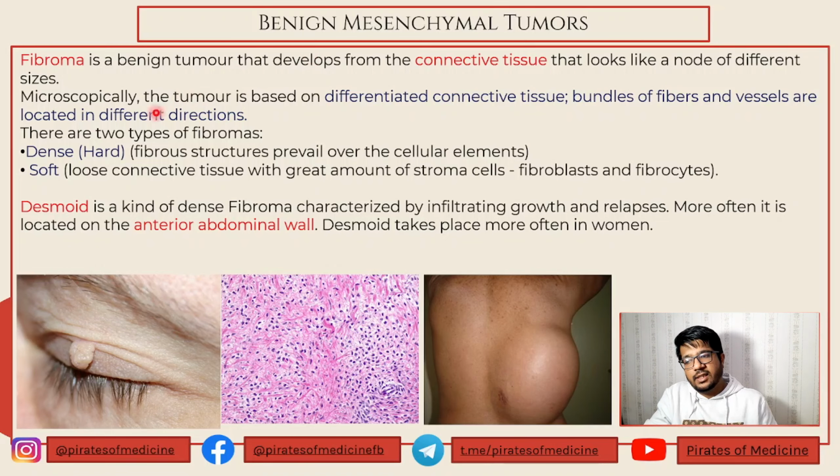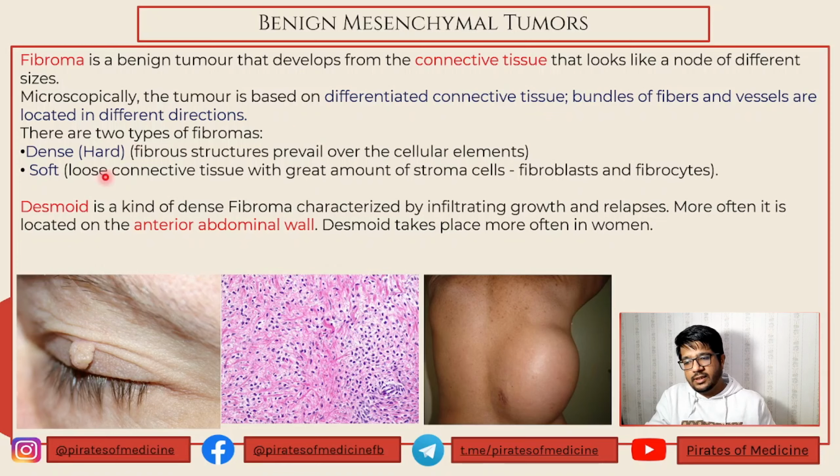Now, you can see the fibroma can be dense and hard depending on whether the fibrous structures are more, or the cellular elements like the fibrocytes or fibroblasts are more as compared to the fibers. So more fibers means dense or hard. If less fibers and more cellular elements, soft fibroma.